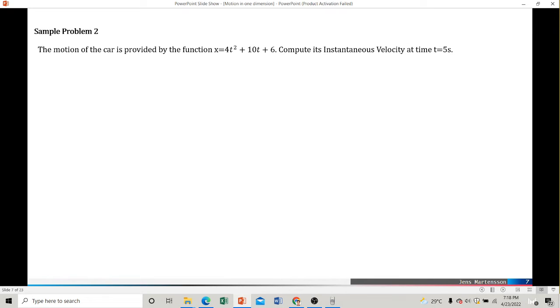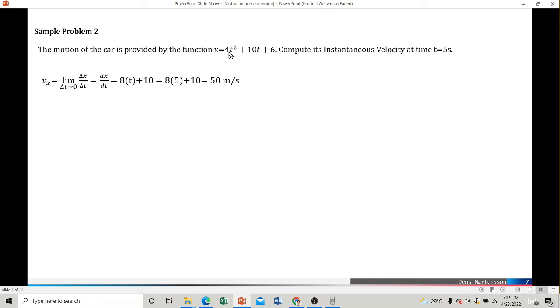So we have sample problem number 2. The motion of the car is provided by the function x equal to 4t squared plus 10t plus 6. So compute its instantaneous velocity at time t is equals to 5 seconds. So to do this, we need to get the result of the derivative of this function. x is equals to 4t squared plus 10t plus 6. So by the definition of limit of a function, we have change of x over change of t is equals to dx over dt.